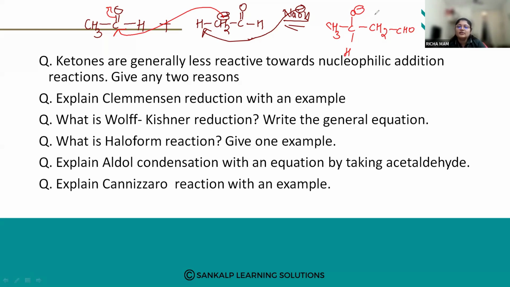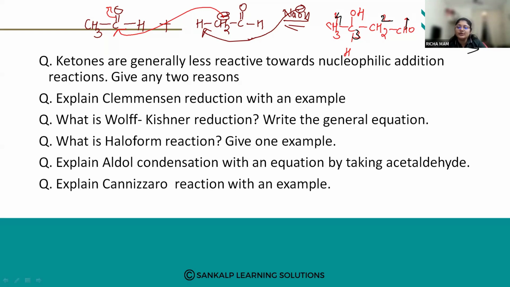Now what will happen? A proton transfer will take place and hydrogen will be added here. See the number of carbon atoms: 1, 2, 3 and 4. So it is 3-hydroxybutanal. So you are getting an aldol.